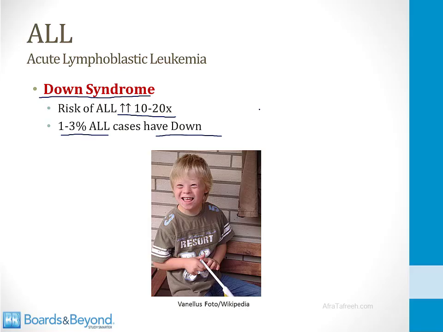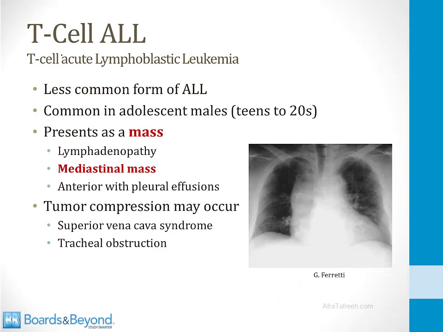One thing that's interesting is you may be aware that Down syndrome is caused by trisomy 21, and I just told you that there is a chromosomal translocation involving chromosome 21 that's common among children with ALL. It turns out that that translocation involving chromosome 21 is less frequent among children who have Down syndrome compared to children who do not.